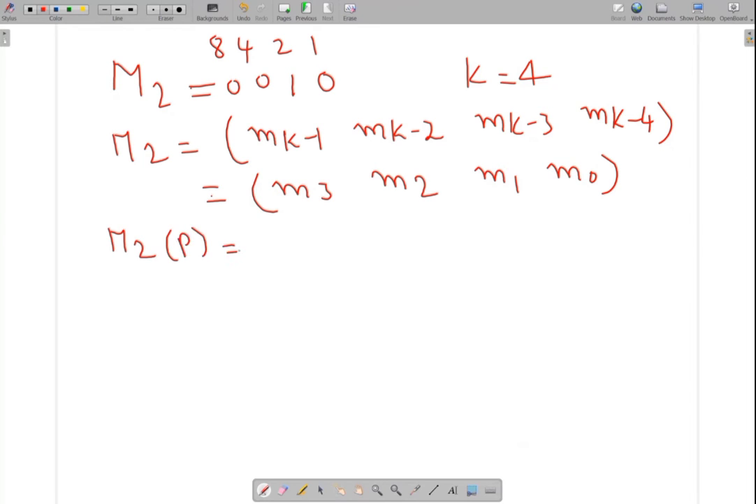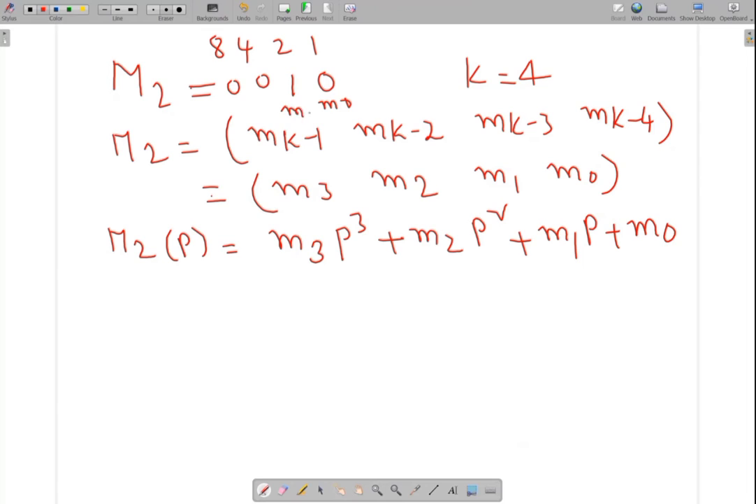m2 of p is m3 p cube, m2 p square, m1 p plus m0. Here these are the elements m0 representation, m1, m2, m3. m3 is equal to 0 into p cube. m2 is also 0 into p square. m1 is 1 into p. m0 is 0. Therefore, m2 of p is p.